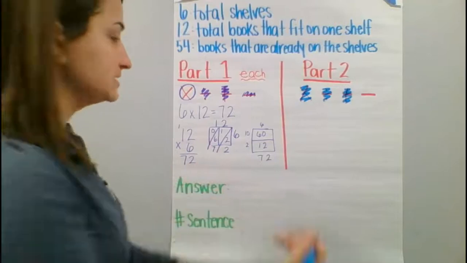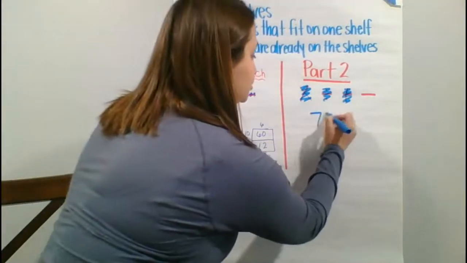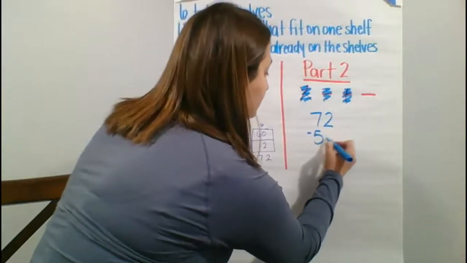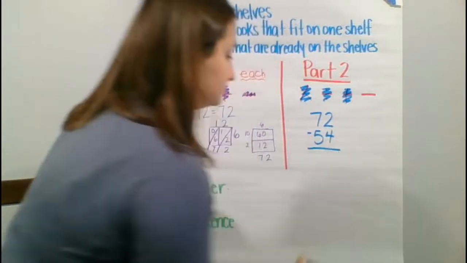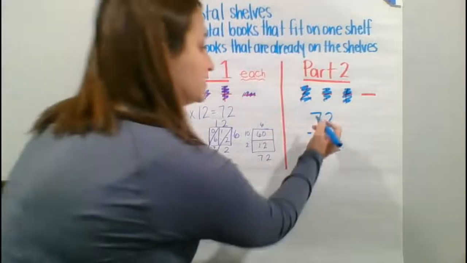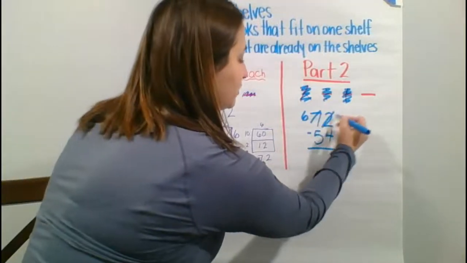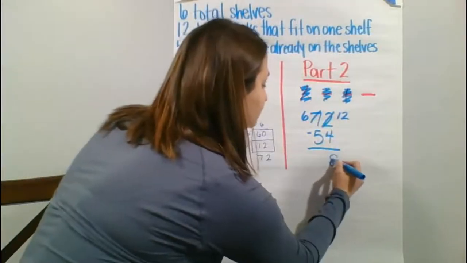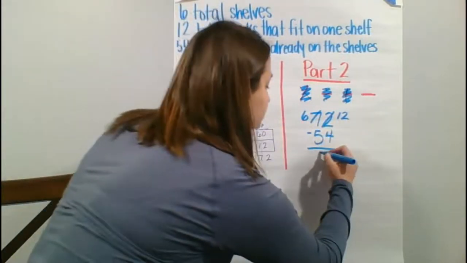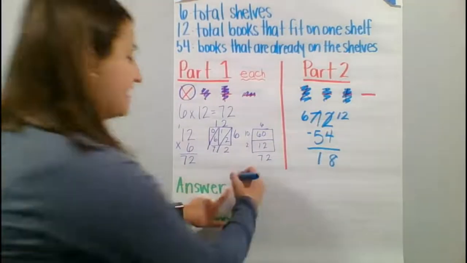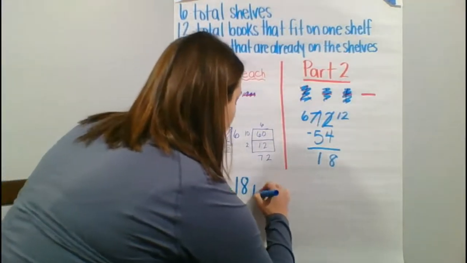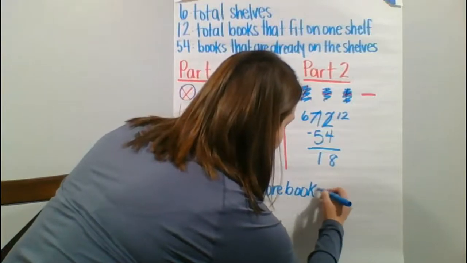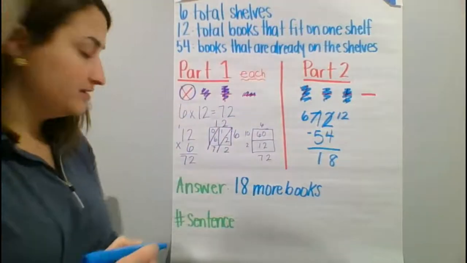So, basic subtraction: we're going to take our 72 because it's the larger number, and we're going to subtract 54. We know we have to borrow, so the 7 becomes a 6, and the 2 becomes a 12. 12 minus 4 is 8. 6 minus 5 is 1. So we have 18 more books that can fit on the shelf.